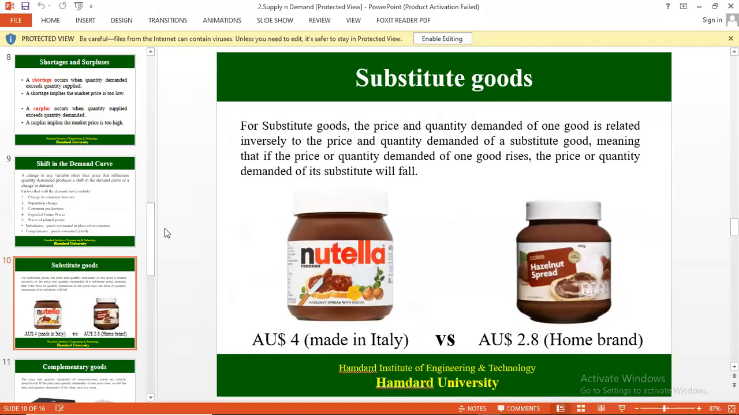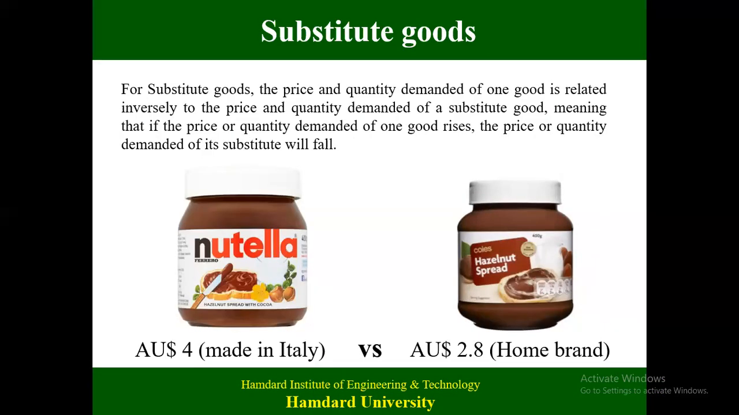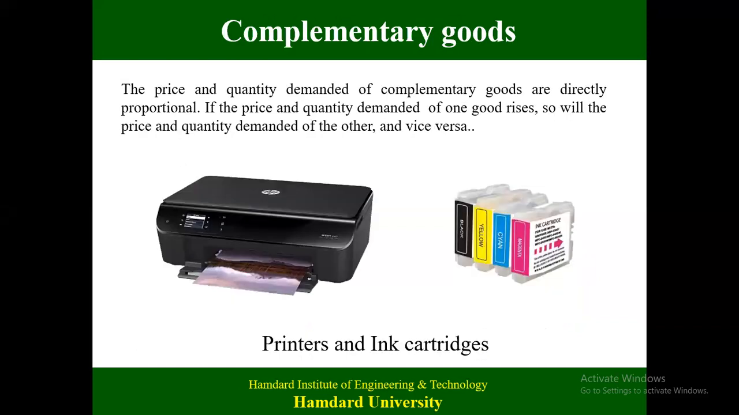So in the last session we discussed substitute products, which we use to capture, monitor and control the prices, supply and demand of the market. Substitute goods or products play a vital role in this scenario to fulfill our requirements for the economic aspect. Complementary goods: the price and quantity demanded of complementary goods are directly proportional.